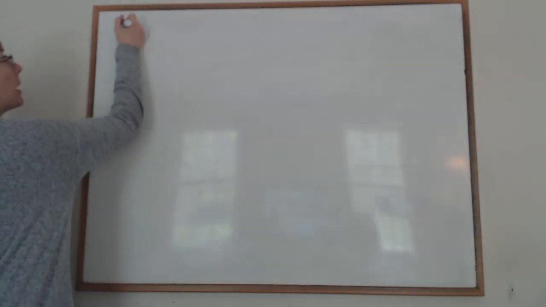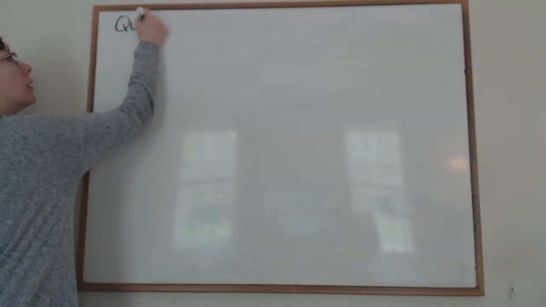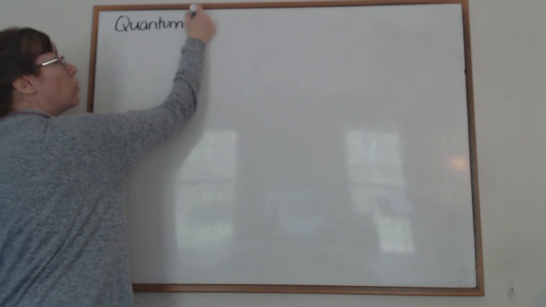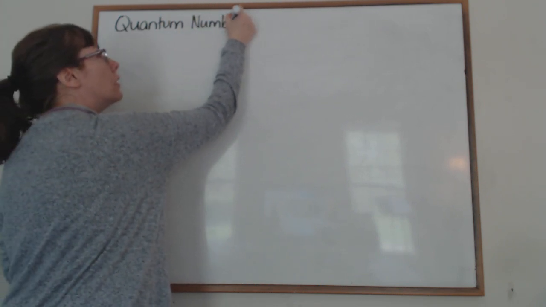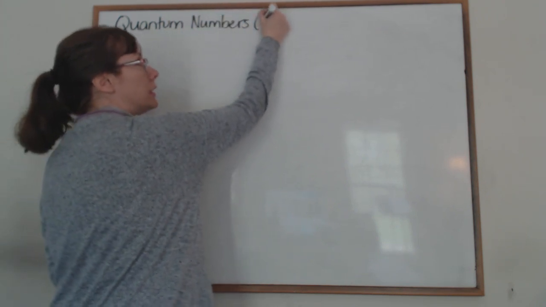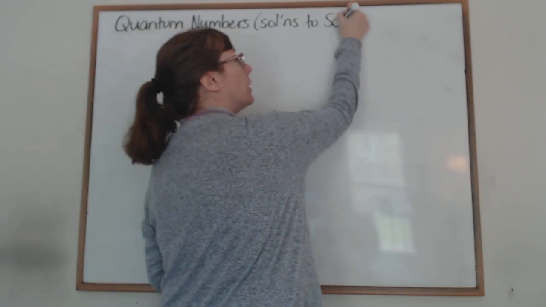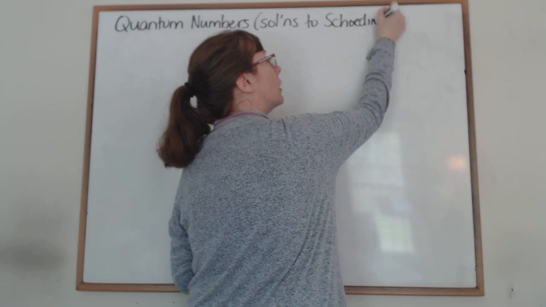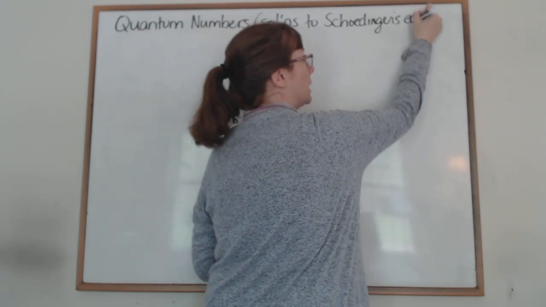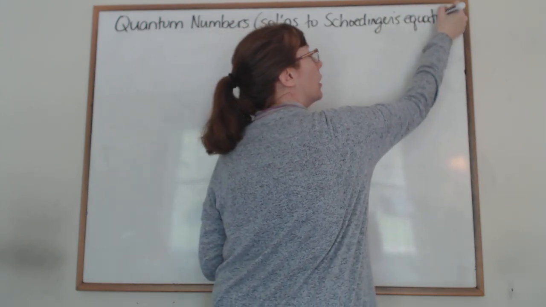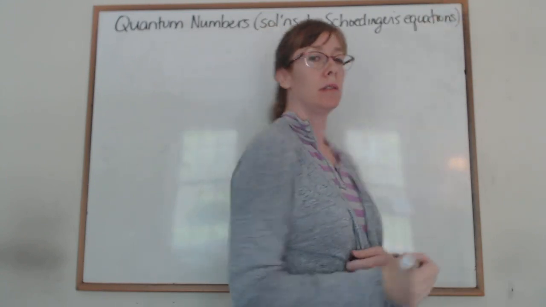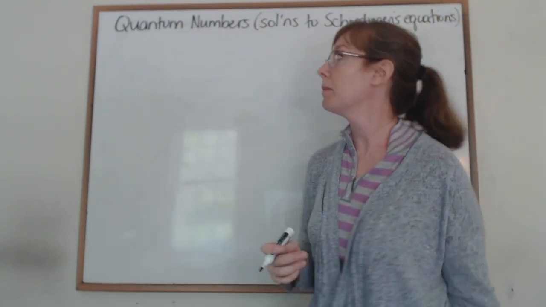We are going to be learning about the quantum numbers. And once again, the quantum numbers are simply the solutions to Schrödinger's equations. That's what they are. Like the answers. They lead us to what are called quantum numbers.